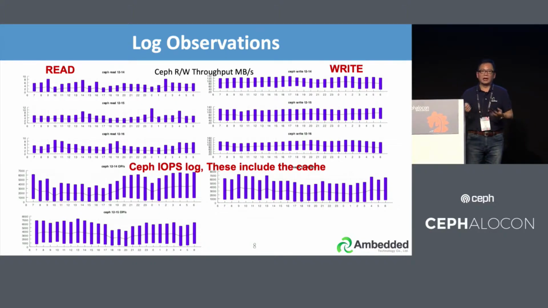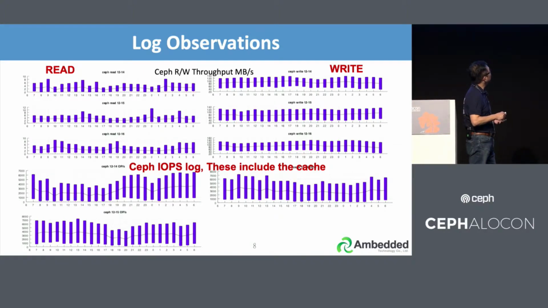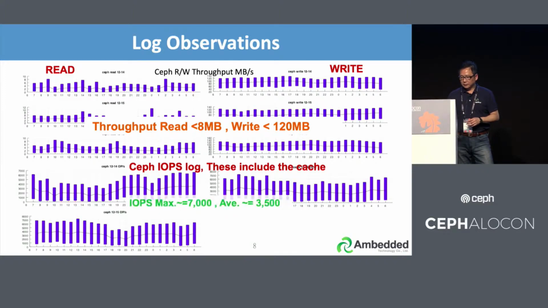Then we check the IOPS. We find the IOPS is quite high. For 21 OSDs, we can see the average is about 3,000. This is like a 3-day log. And the maximum can reach like 7,000 IOPS. So we can see this is why the cluster is quite busy and slow, with a lot of slow request reports from the Ceph cluster. So the major problem is on the IOPS.